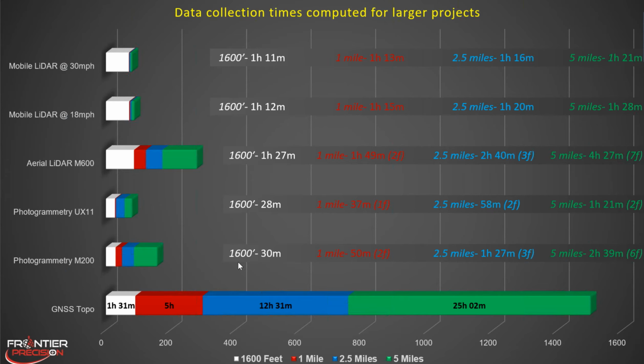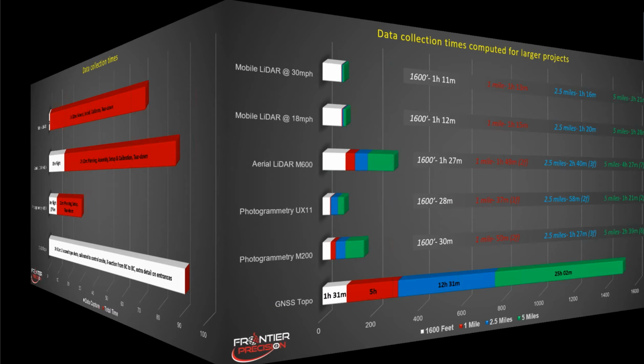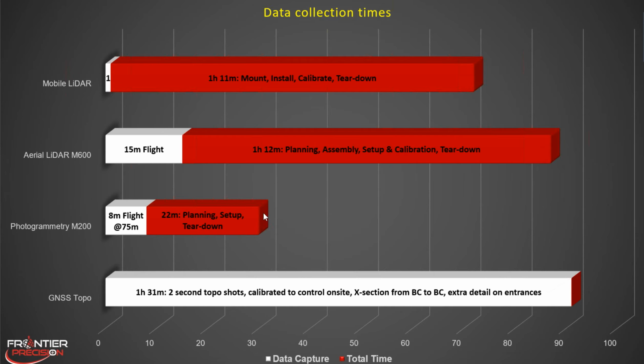So for the M200 to do 1,600 feet, we're at 30 minutes. Now, when we push that out to a mile, we have to do 2 flights to make that happen, so we have 1 battery change. Technically, to collect data in a mile, we're at 40 minutes, but we had to throw 10 minutes in for a battery change. The other thing I should mention is that for the longer setups, we're not adding any additional time from this slide for the install mount, because you're only going to set it up once, plan once, and tear down once. So these numbers are consistent; they're not getting any bigger.